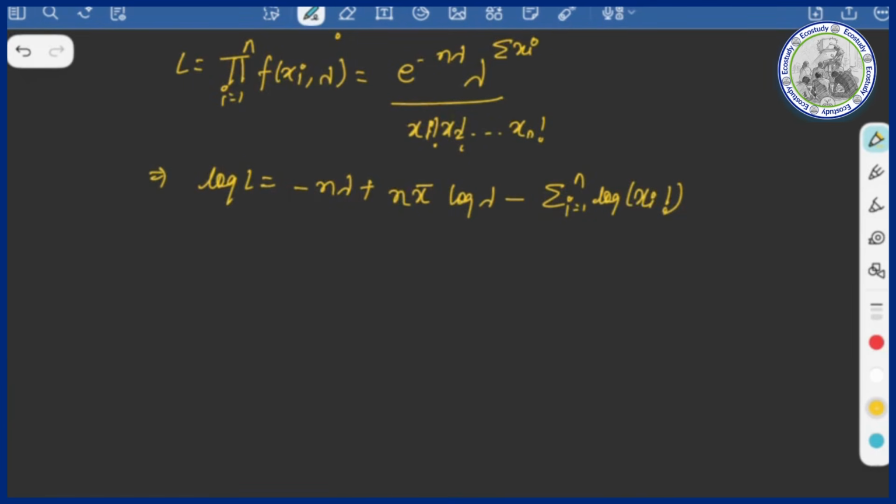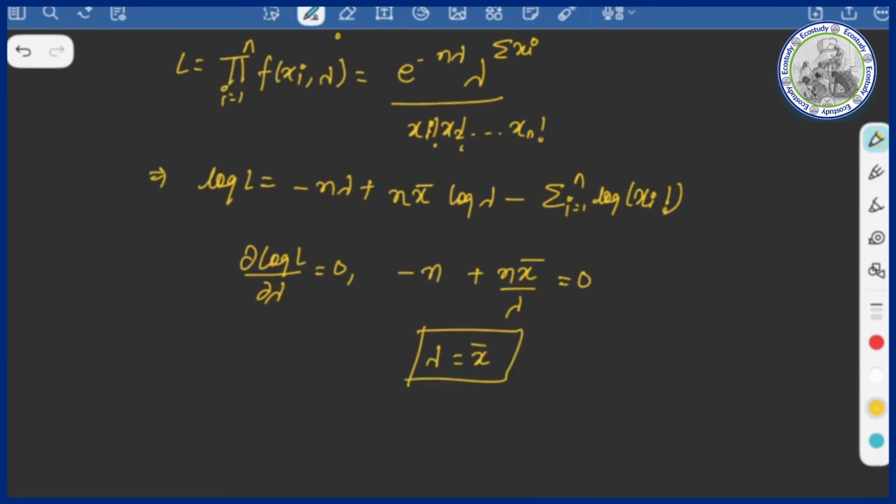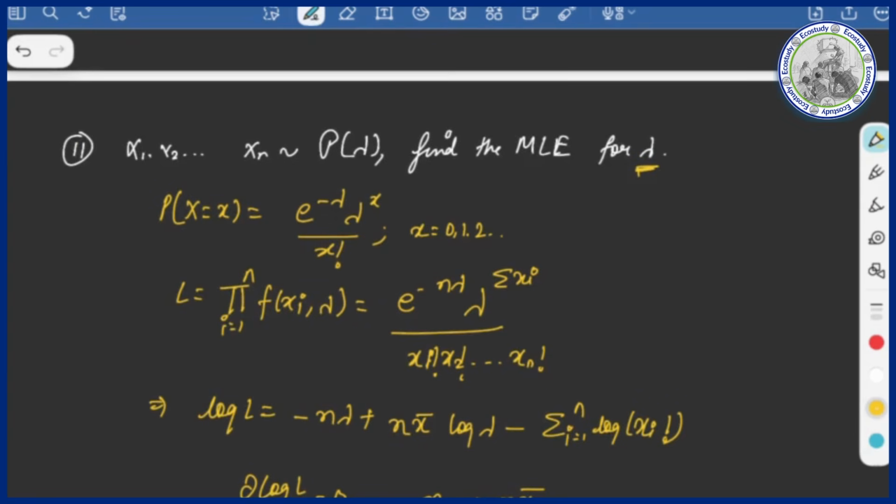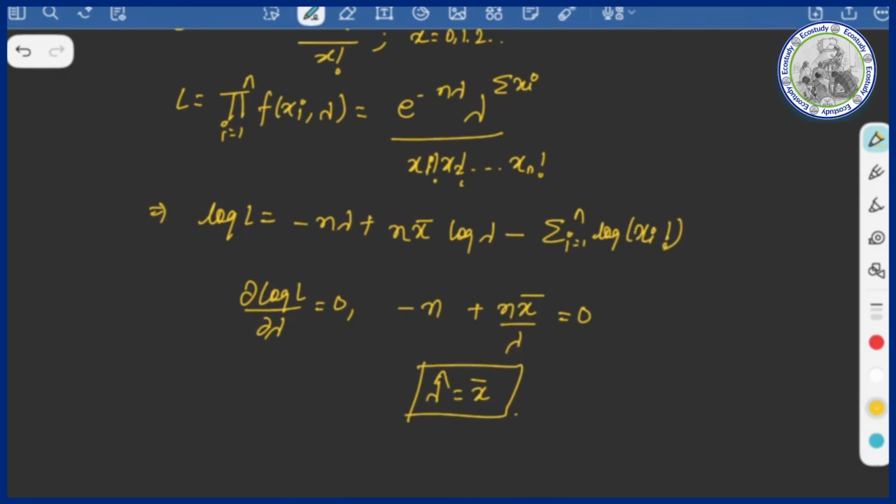Not xi lambda, xi factorial. Now d log L upon d lambda is equal to 0, so what will we get? Minus n plus n x bar upon lambda is equal to 0. From here we solve for lambda, so this is the MLE. So always remember, for whichever parameter you have to find the MLE, you have to differentiate with respect to that.